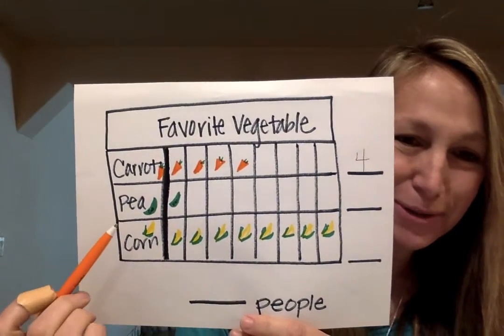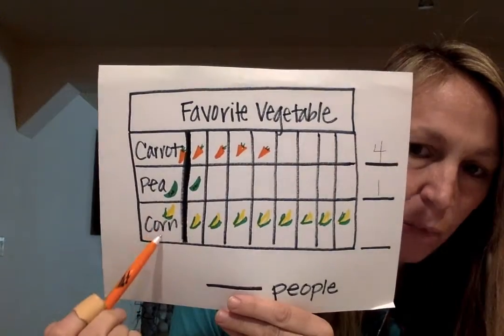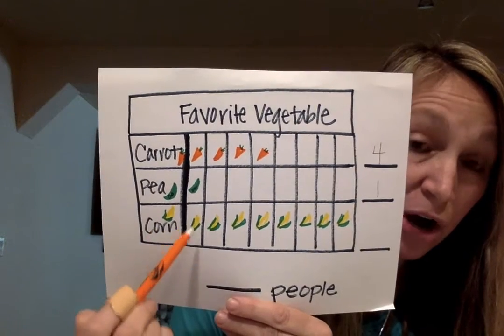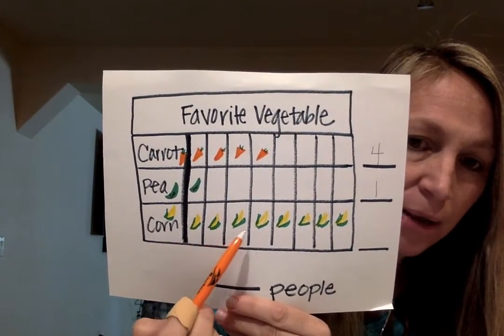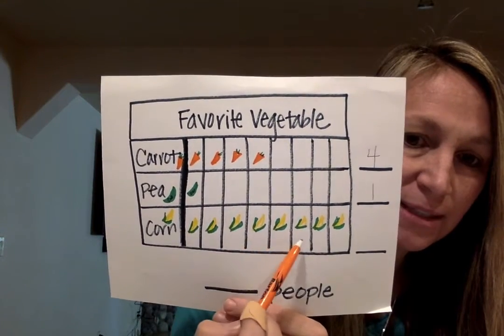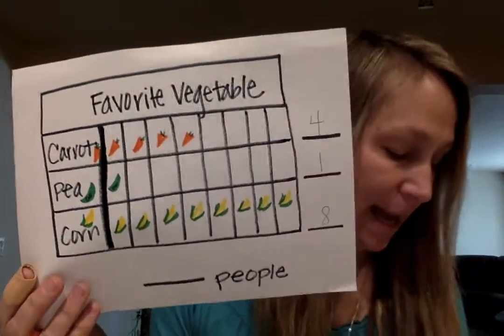How many people chose pea? 1. Good, 1. All right, how many people chose corn? Now remember, we're not counting the one in the picture. We have to count where the graph starts. 1, 2, 3, 4, 5, 6, 7, 8. And we're going to put 8. So you should be following along in your book and putting the answers right here. Okay, so we have 4, 1, and 8.